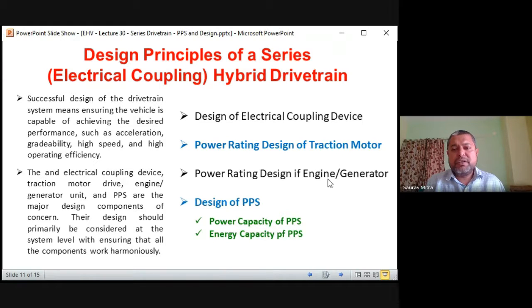Third is the power rating design of the engine generator. Fourth one is design of PPS. In PPS designing, there are two: one is power capacity of PPS, another is energy capacity of PPS. Energy is given in joules, and joules per second is watts, which is nothing but the power capacity of PPS.